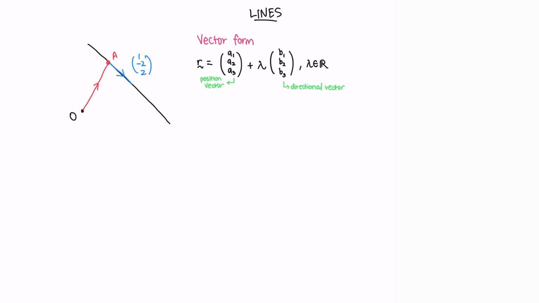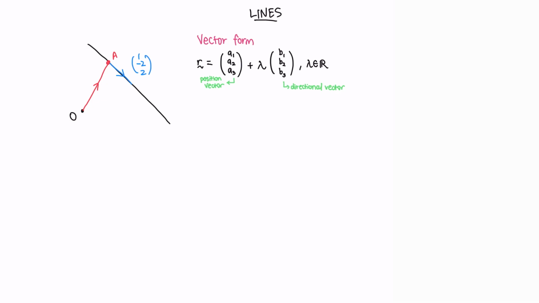If you see, let's say I multiply this directional vector by 2, I get 2 times (1, -2, 2). And this is what happens if I multiply it by 3, I get 3 times (1, -2, 2). I can even multiply it by a negative number, let's say -1 times (1, -2, 2), and get the other side.